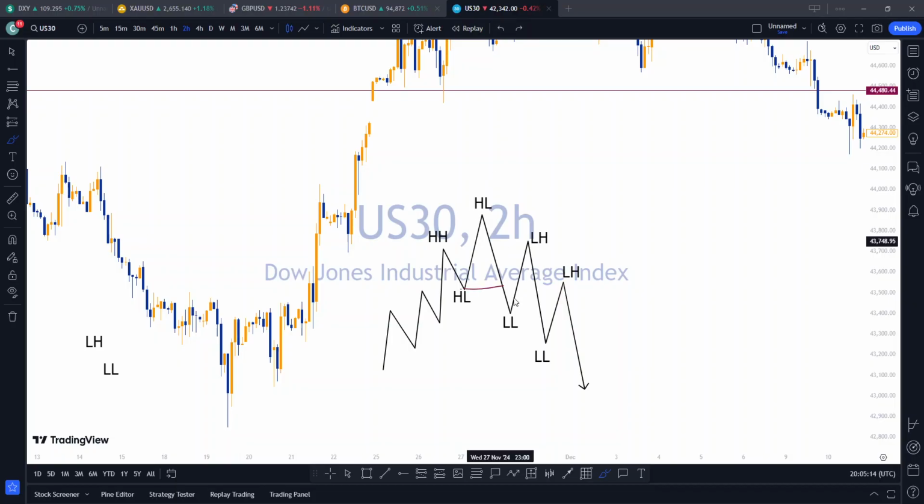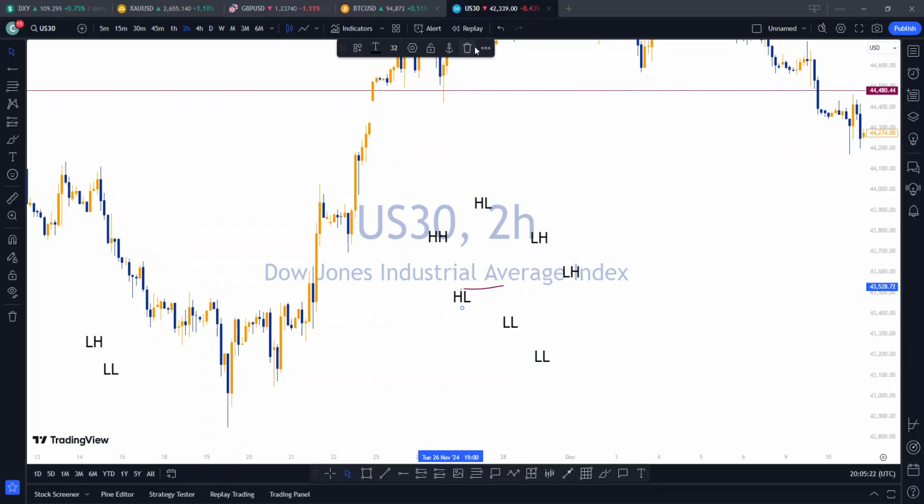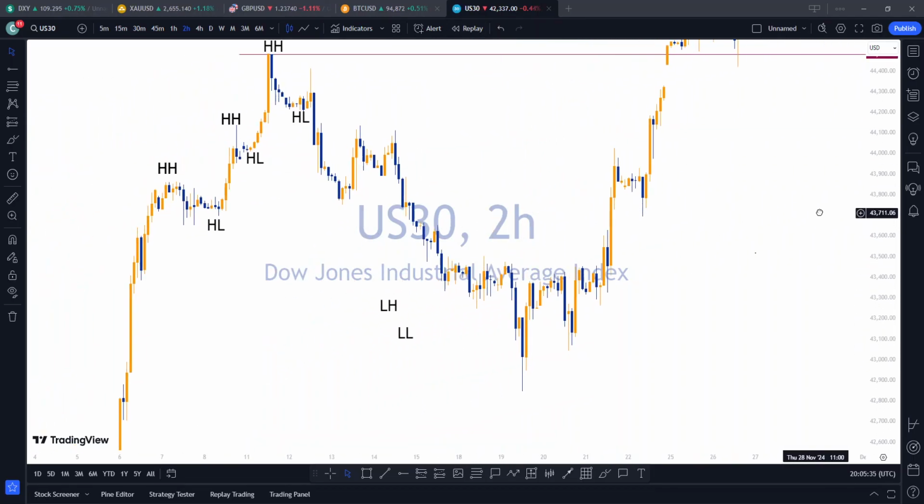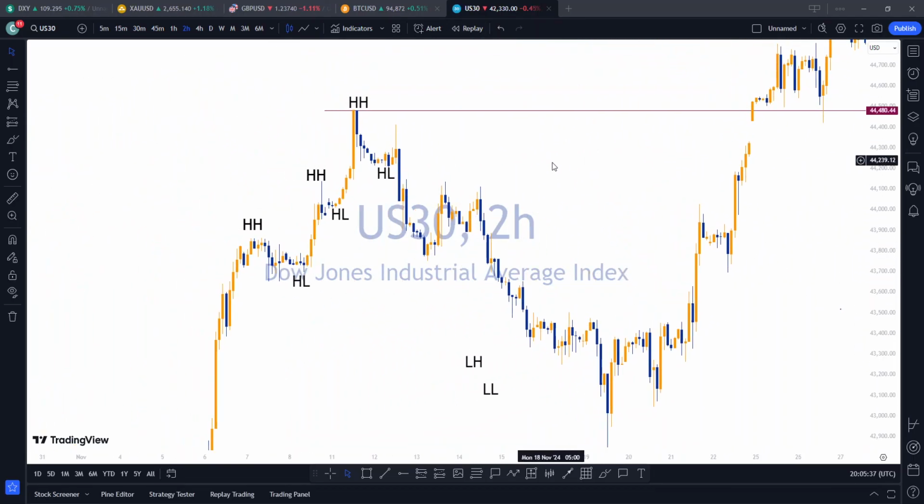So now what we're going to do, I'm going to go back to the chart and just show you guys, continue the example of what I was saying, right? Let's just delete these ones. Okay, so now we're going back to the example we have.